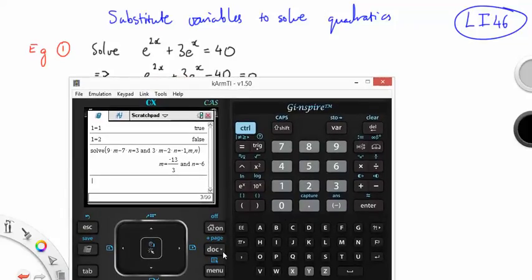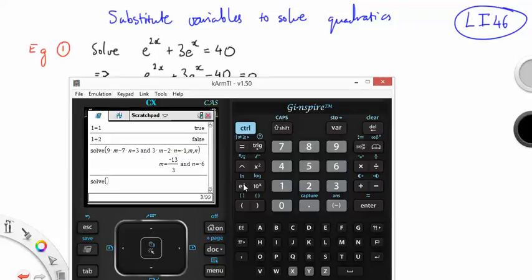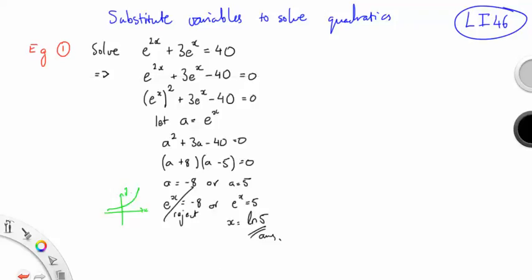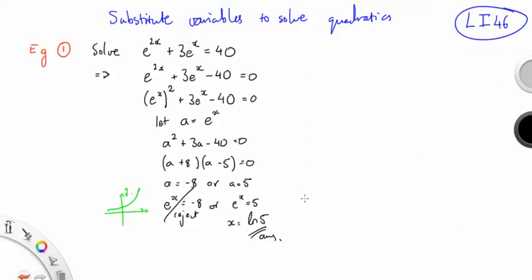So we go menu, 3, 1, let's solve this. E to the 2x, oh, it's done that glitch again. Alright, I've got to reload it. I need some loading music. Let's see, where's it gone off to? No, not sure where it's gone off to. Okay, you're going to have to trust me on that one or check it yourself.